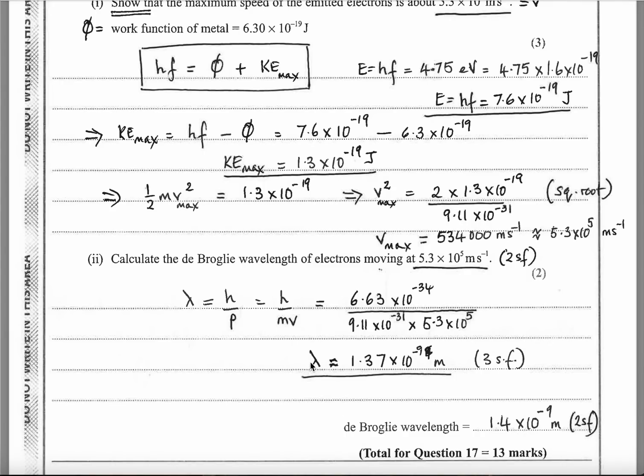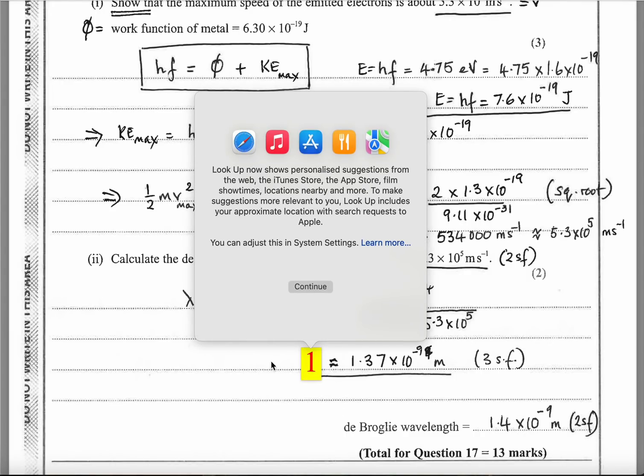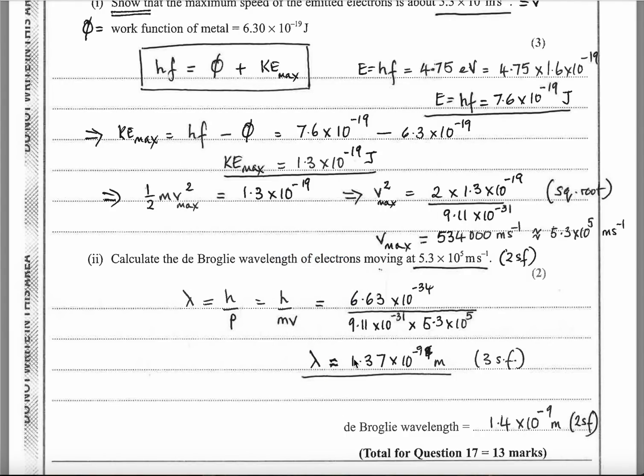I always show my students that I've calculated it to three significant figures, and I put my answer there, and then over here I change it to two significant figures, because we only know that the electrons are moving at 5.3. We're not using 5.34. If they said use your accurate value, then here you could put 1.37. Okay, does that make sense? And there's your 13 marks.